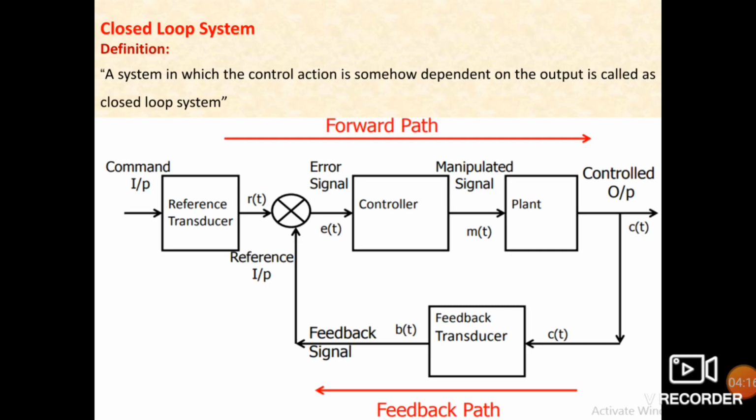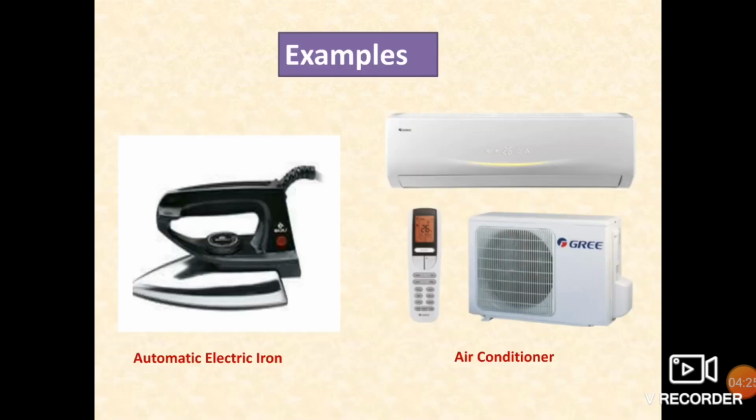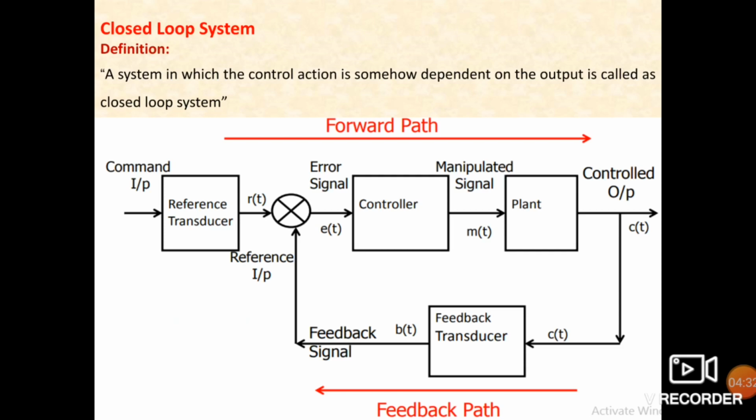To explain this block diagram of closed loop control system in a clear manner, I am considering an example of an automatic electric iron. I am taking this example, automatic electric iron. So here I am considering this automatic electric iron. What is the purpose of it? To iron the clothes placed below the electric iron. That is the purpose of it.